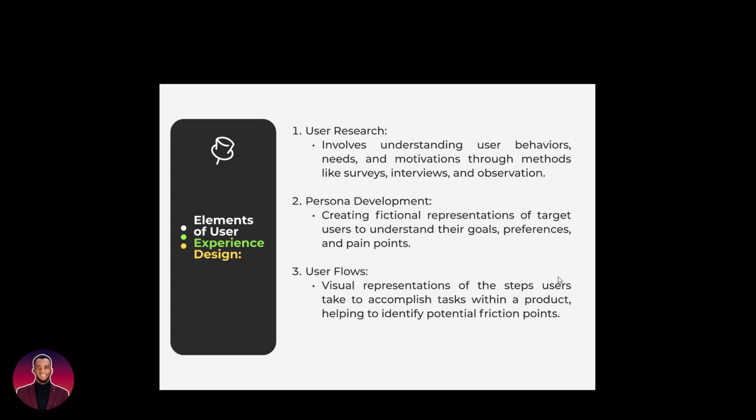So we have the user flow. The user flow is a visual representation of the steps users take to accomplish tasks within a product, helping to identify potential friction points, right? So for instance, I know when I press the next button on my keyboard, it should take me to the next slide. Yes. And then when I press the escape button on my keyboard, it should take me entirely out of the screen, right? So it means the user flow should allow a user to accomplish a task within a product, helping to identify potential frictional point, right?